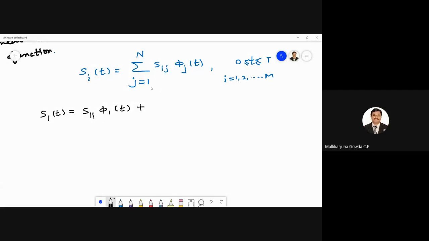So what is the second term? Still the value of i is 1 only, and now j is 2. So what can I write now? S12 into phi 2 of t. Yes, S12 phi 2 of t, and so on like that. Till where can I write? I can write S1n into phi n of t. Very good, very good. So phi n of t. This is what I expected.